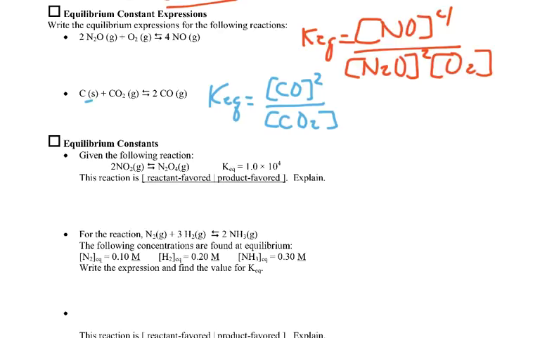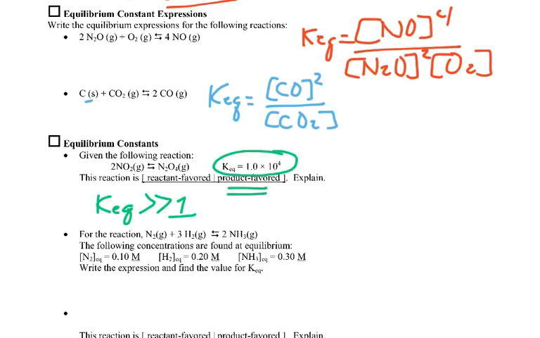Now next, given the following reaction, is this reactant favored or product favored? Explain. Okay, and the key is looking at the Keq value. And so it is definitely product favored. And the reason is that the Keq is much larger than 1. And that's why we know it's product favored.